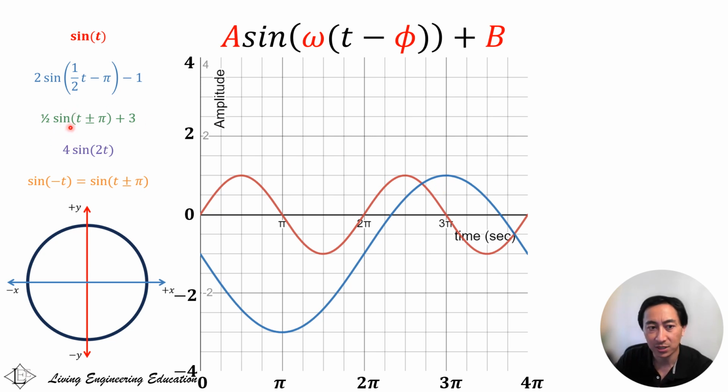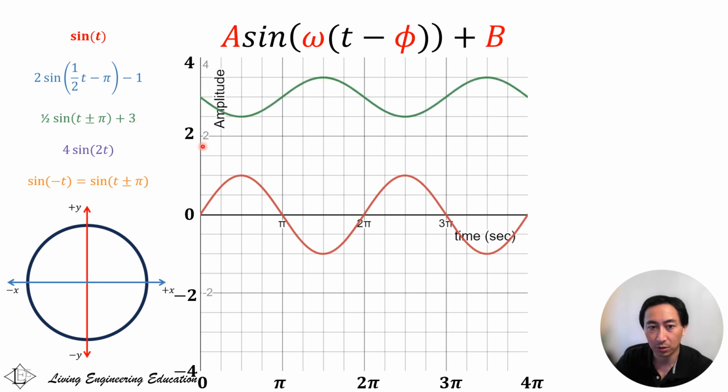Next, we have 1/2 sine t. I put plus or minus pi because for this one, it doesn't matter. It's half that period, so it's going to shift the same way, plus 3. So 1/2, right? We can see the amplitude is 1/2, as each of these vertical grid lengths is 1/2.